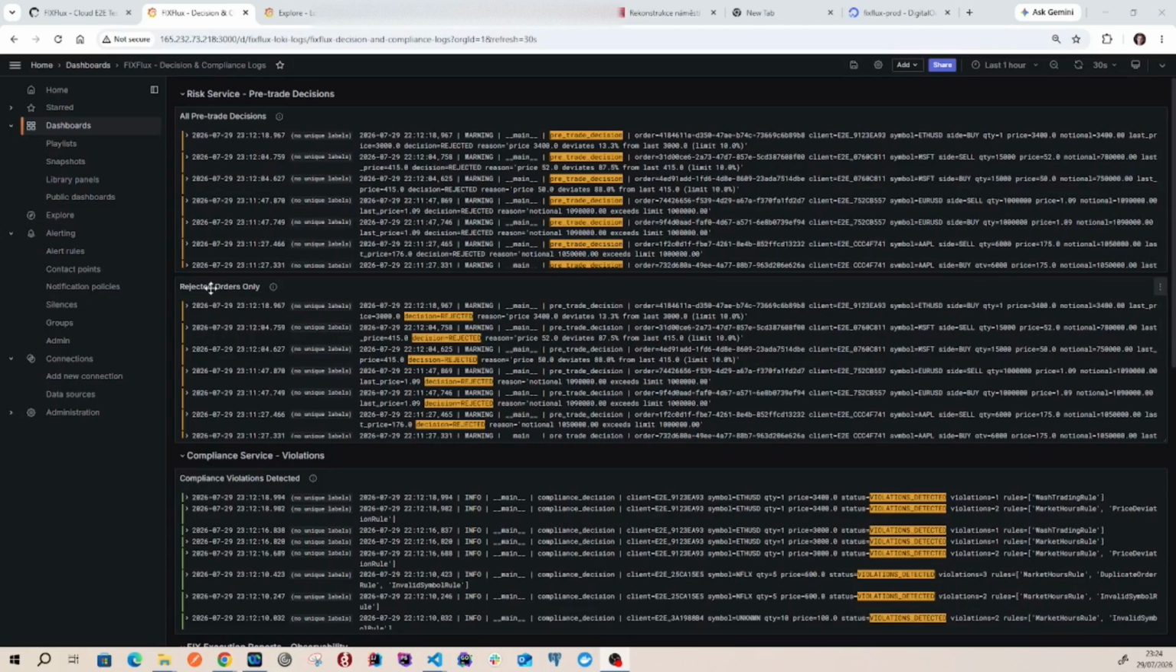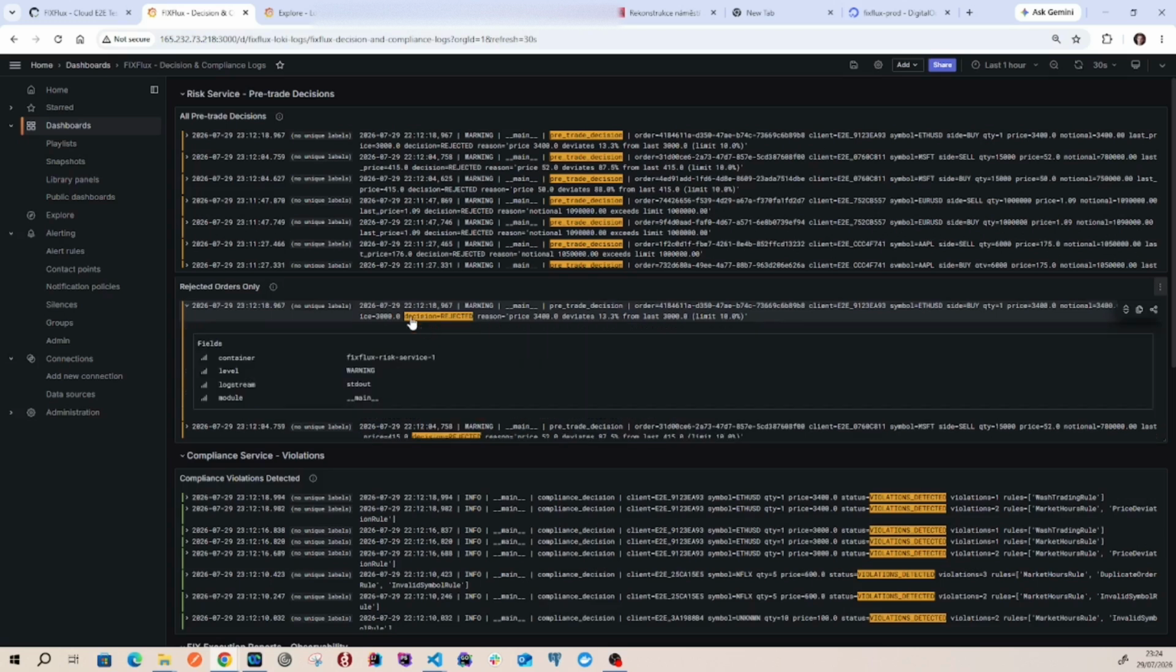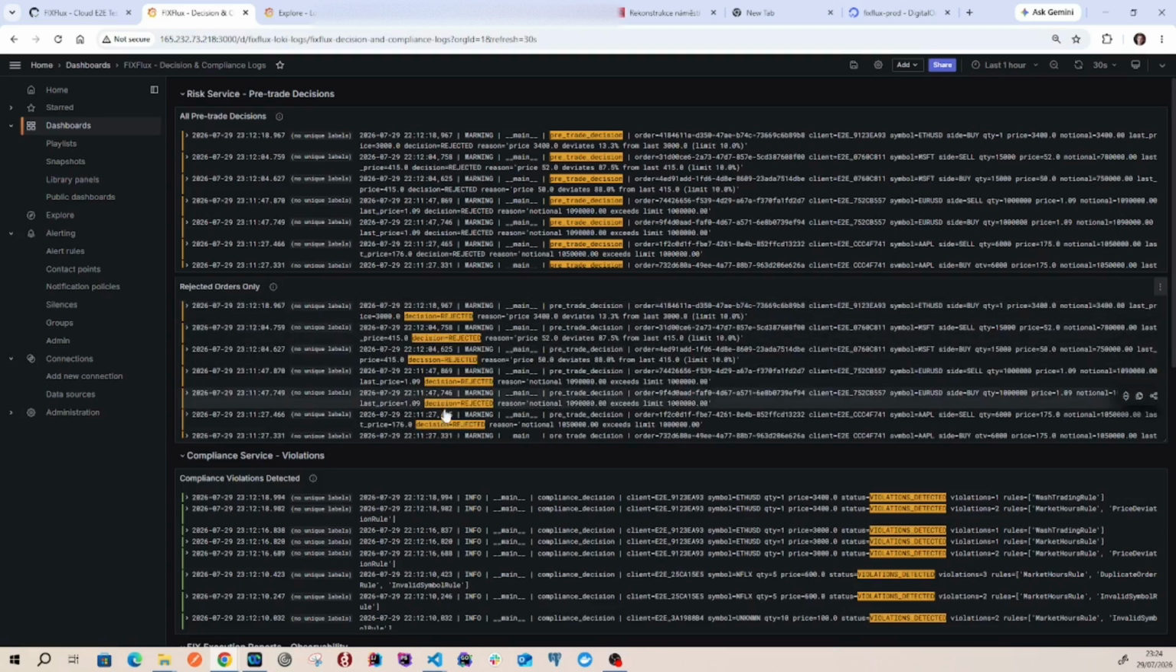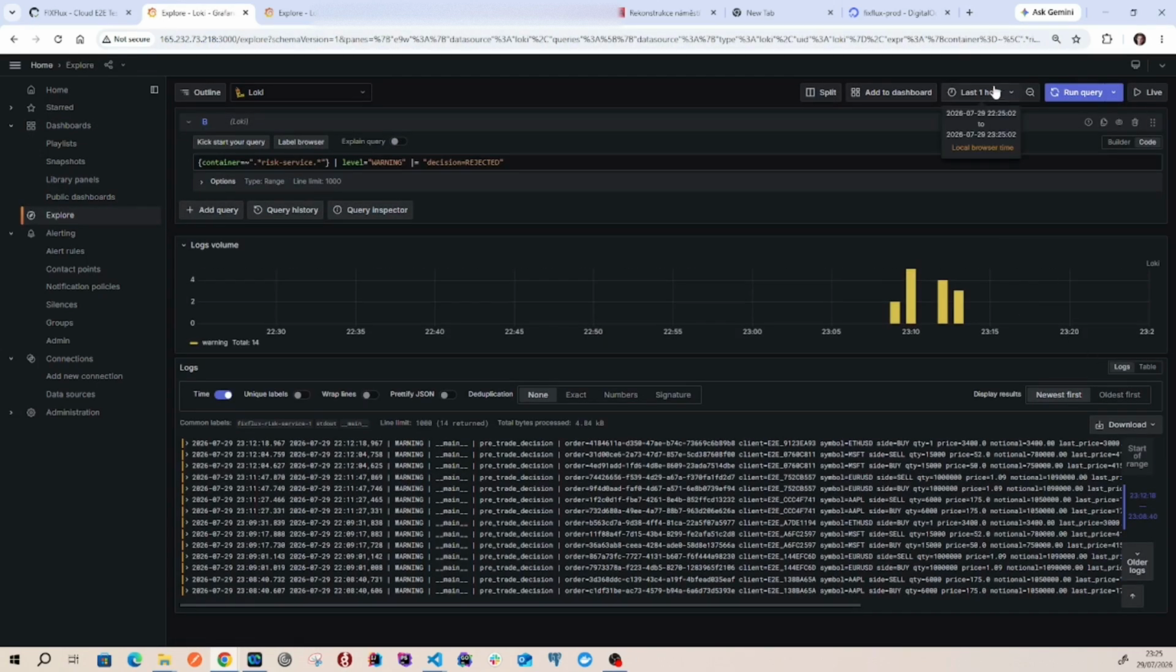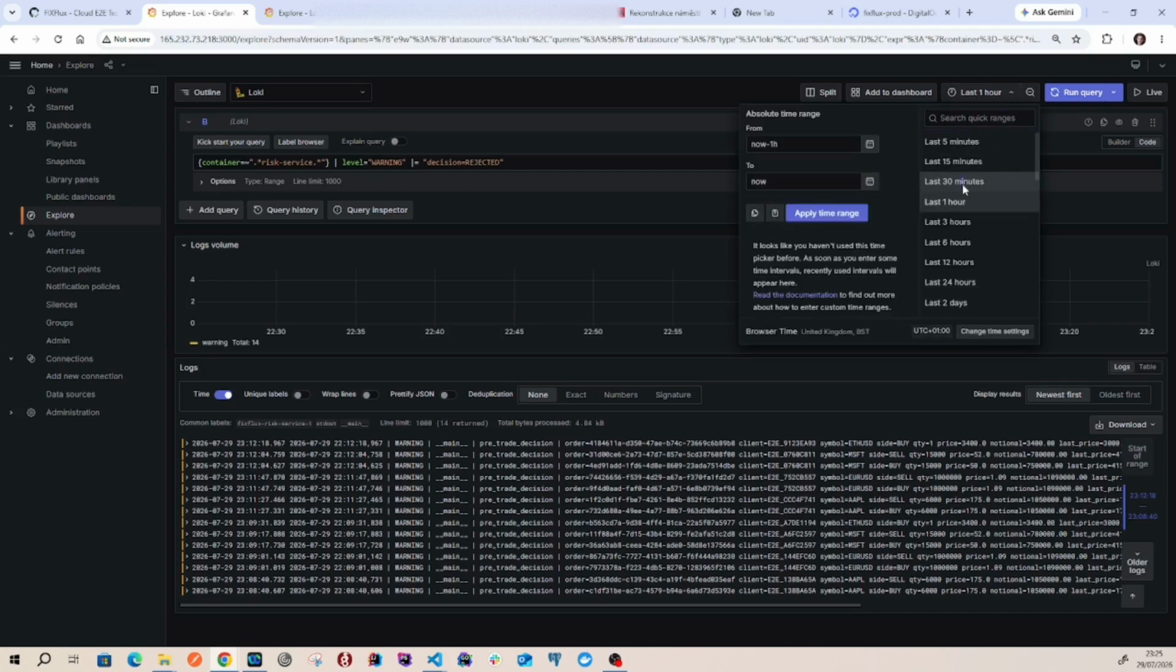The same rejection surfaces here, in the Rejected Orders Only panel, queried straight out of Loki. In a real deployment, this is the panel a risk desk keeps open. Every rejection, every reason in one place, without grepping container logs.